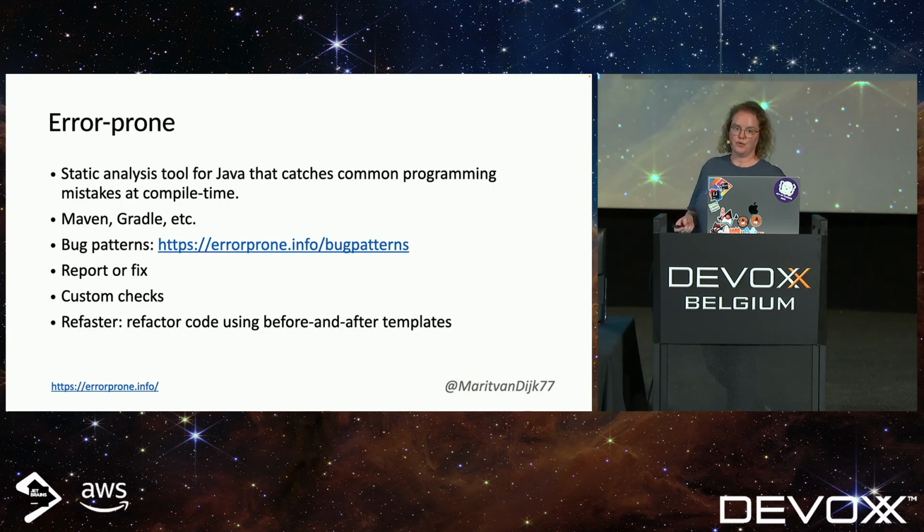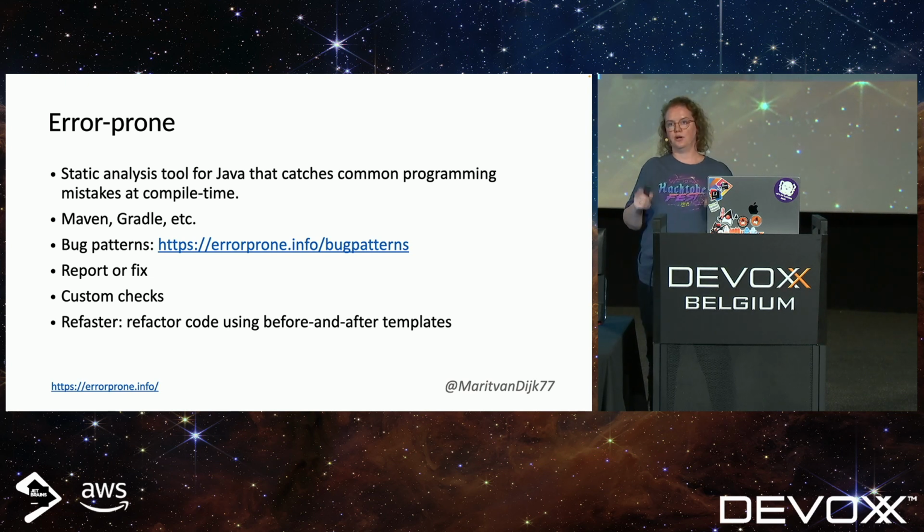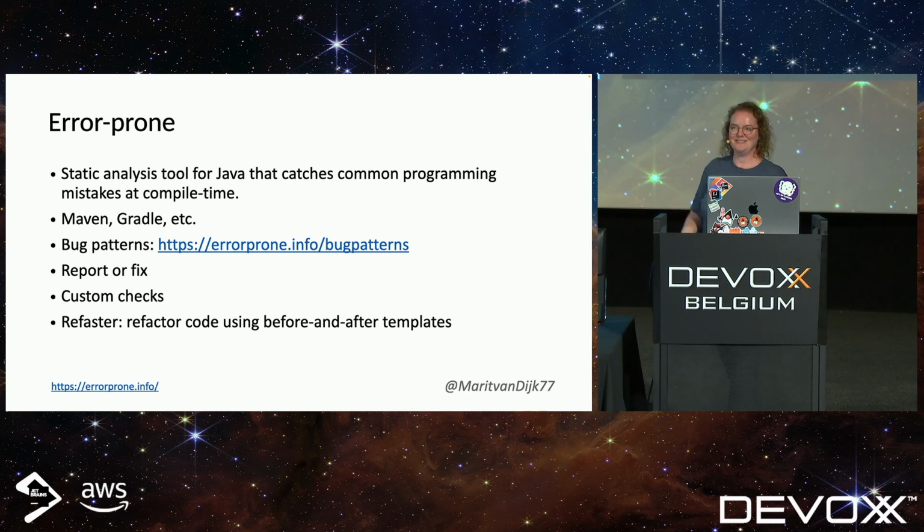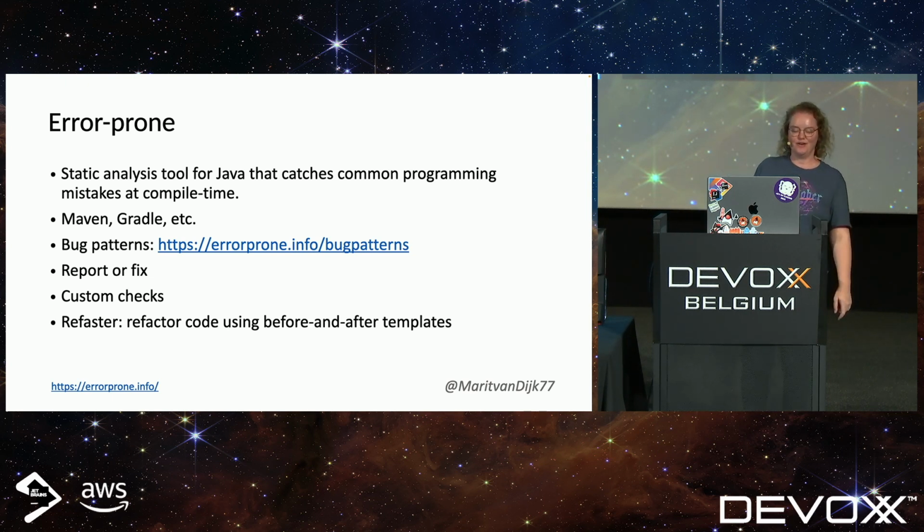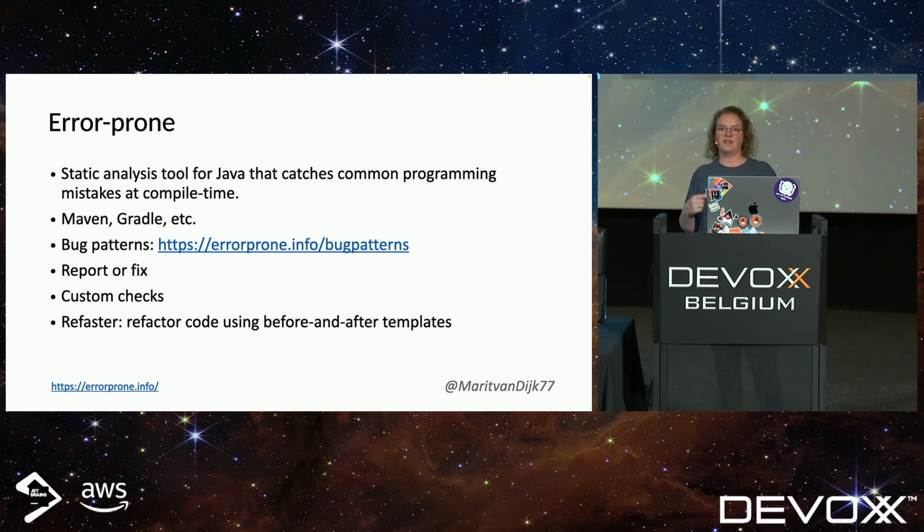One is Error Prone. Sander Mak is doing a talk on Error Prone right now in a different room, but I'll link to a previous video of his. Error Prone is a static analysis tool for Java that catches common programming mistakes at compile time. So it's intended to help you find and fix security bugs. It works with Maven, Gradle, and a few others.